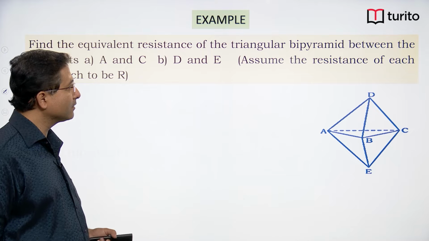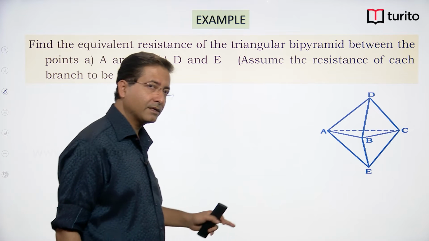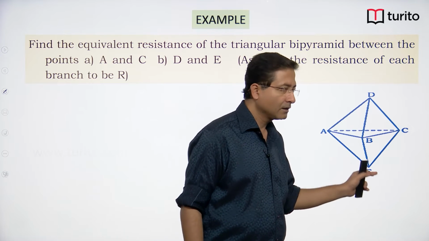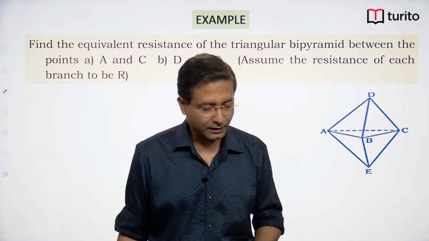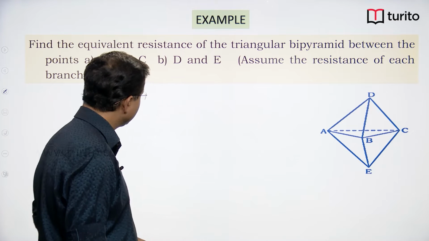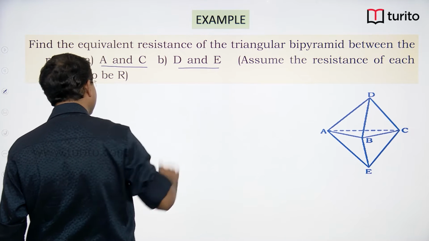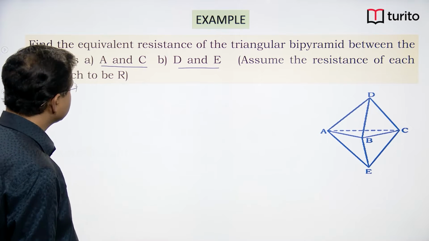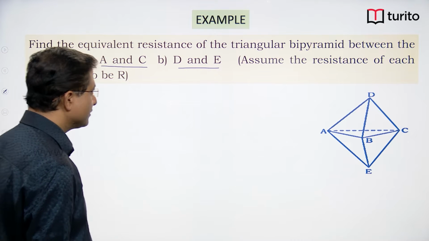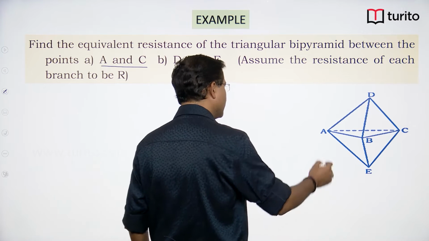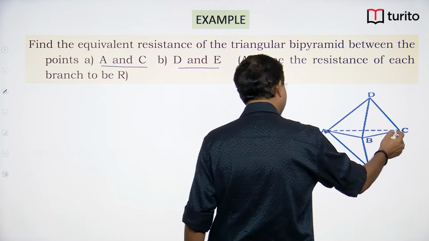Let us see another example. So here I have taken a 3-dimensional structure, a bipyramid, and you are asked to find the equivalent resistance between AC and DE. AC and DE. So let us first see AC. Okay, AC means here and here, across these two.